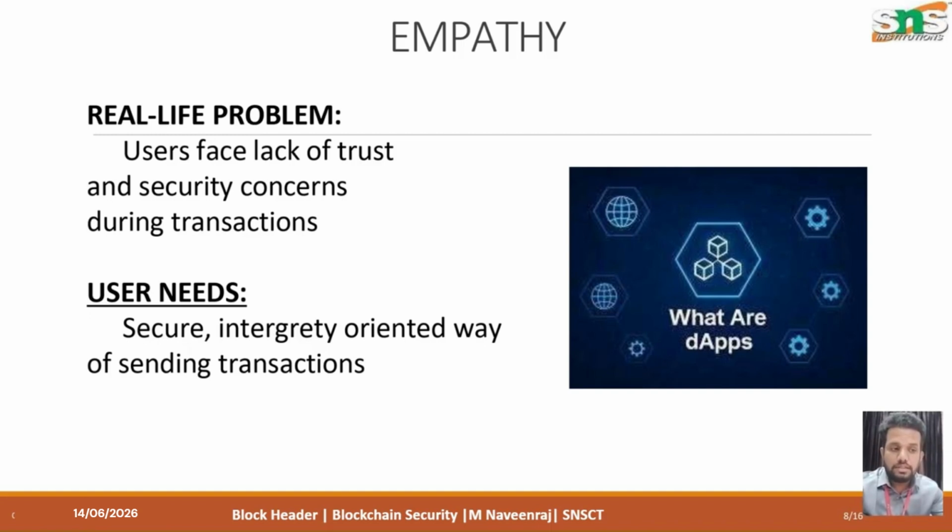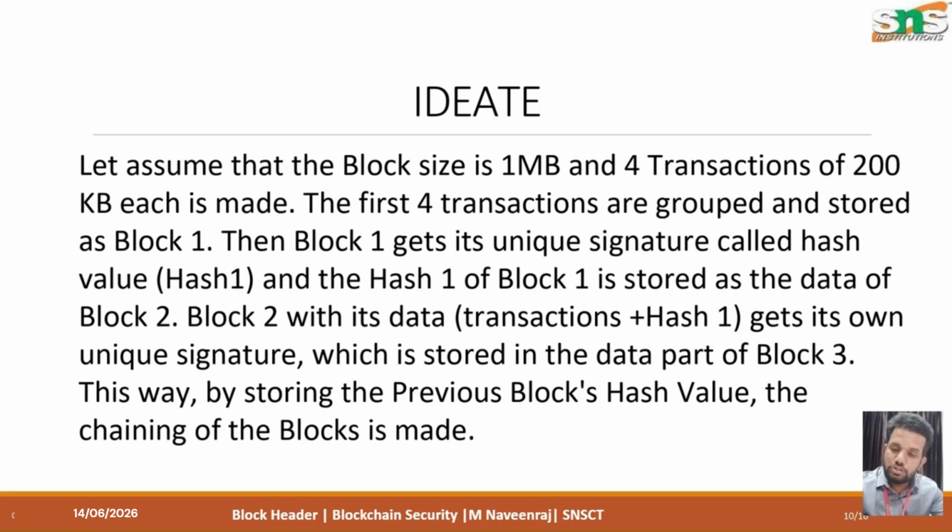The next slide is how the header allocates space. A block header size is 80 bytes. Transaction data occupies most of the block. The header remains a fixed size. This makes hashing efficient and fast.